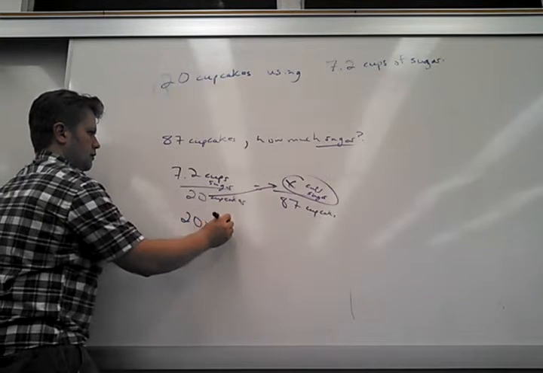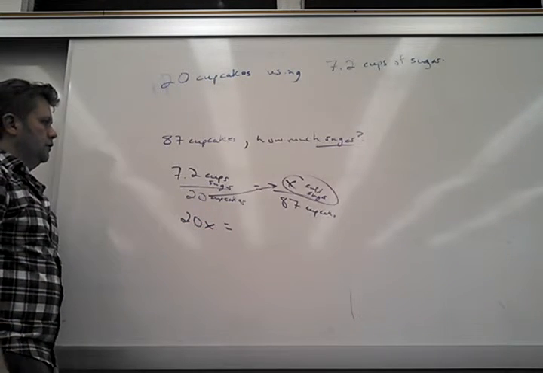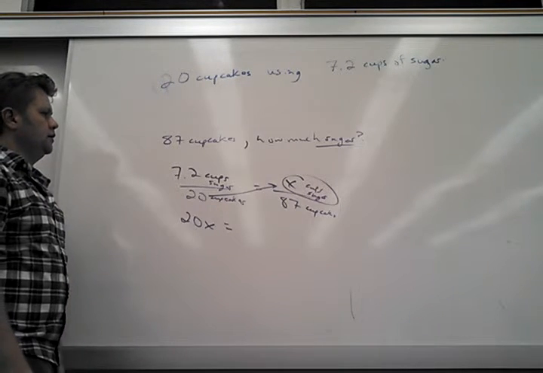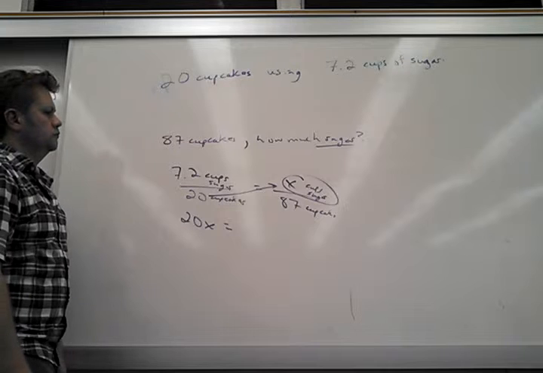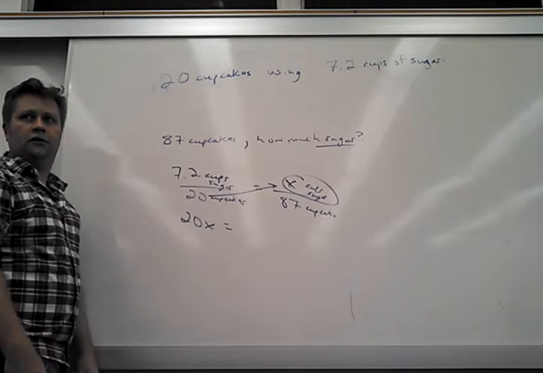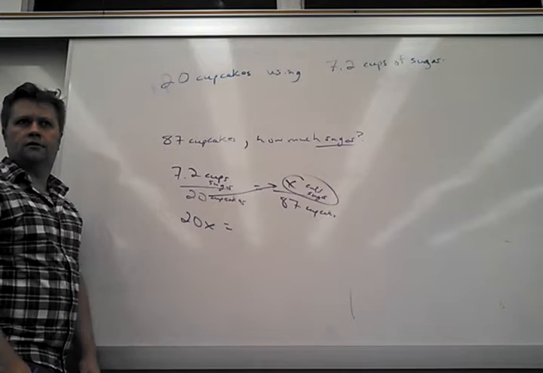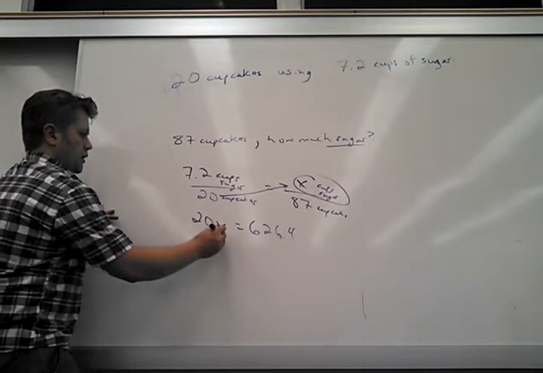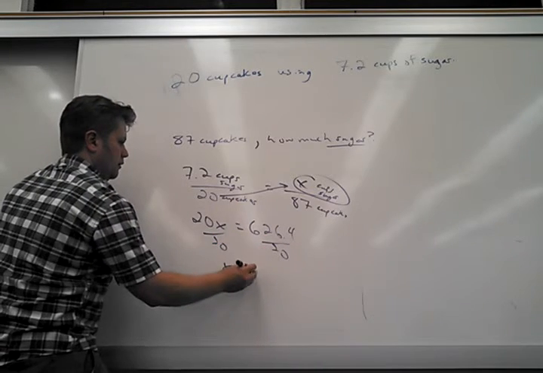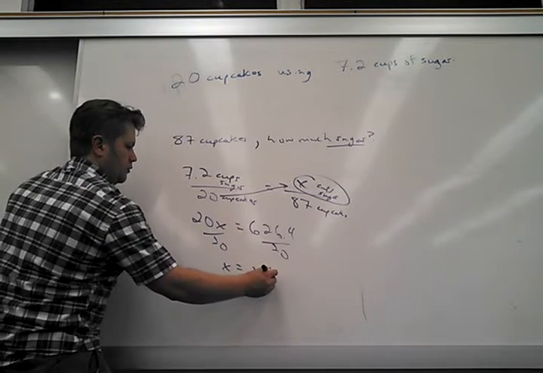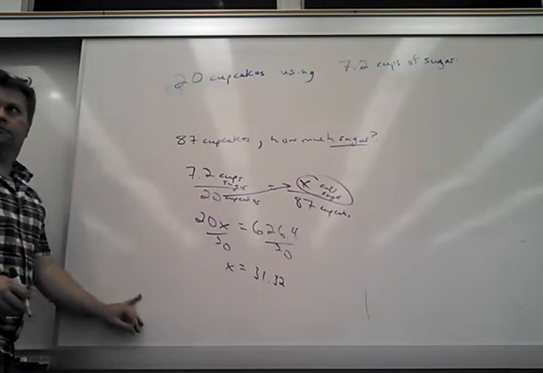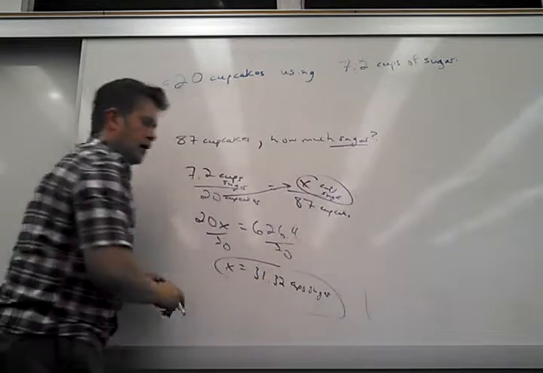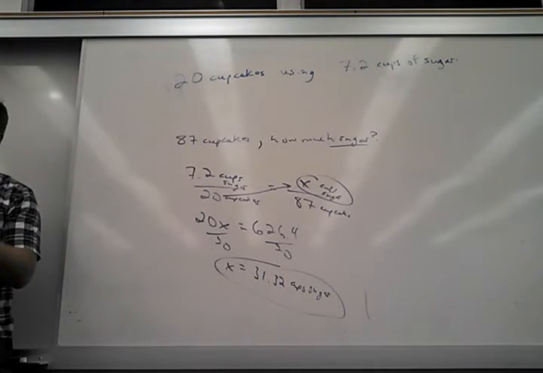20 eggs. 6.09. 625. What is that? 626.4. And then divide by 20. Divide by 20. 31.32. Yeah, 31.32. What? Cups of sugar. It makes some damn good cupcakes.